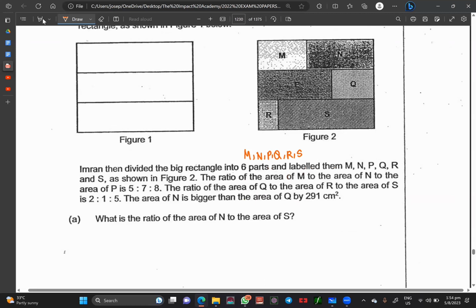They say, all right, let me just highlight that part for you. They say that the ratio of the area of M to the area of N to the area of P is 5:7:8. So we are going to say M is to N is to P is 5:7:8. Can you see that? Okay. Then they followed on to say the ratio of Q to R to S. So what is Q to R to S? Q is to R is to S is 2:1:5. Can you see that?